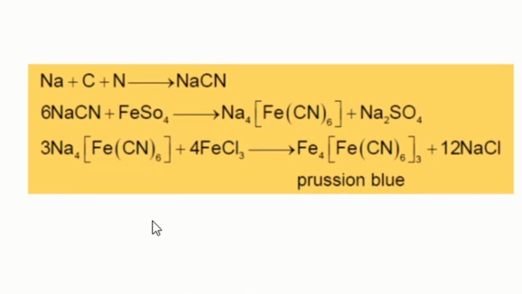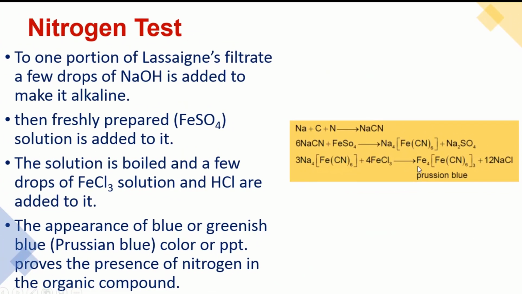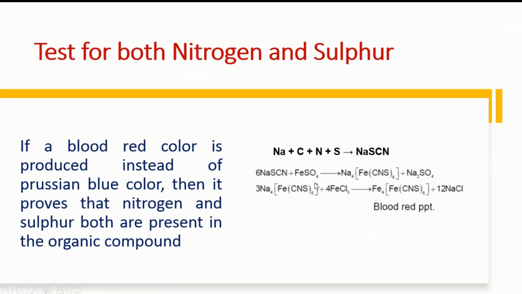Sometimes there is a possibility that the organic compound contains both nitrogen as well as sulfur. So if nitrogen and sulfur both are present, then instead of Prussian blue color, we get a blood red precipitate. So the formation of this blood red precipitate shows that the organic compound contains both nitrogen as well as sulfur. So if a blood red color is produced instead of Prussian blue color, then it proves that nitrogen and sulfur both are present in the organic compound.